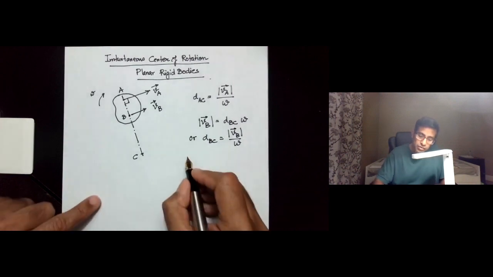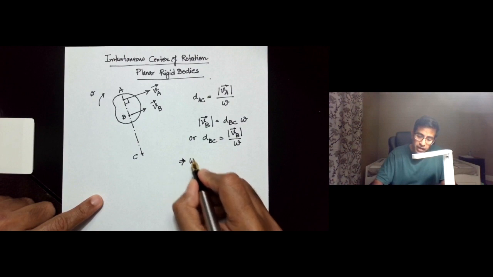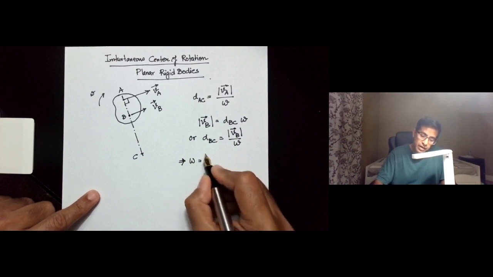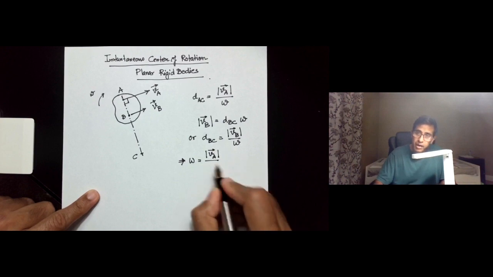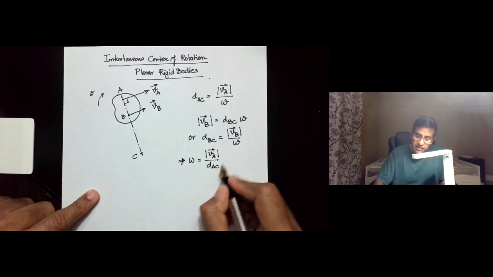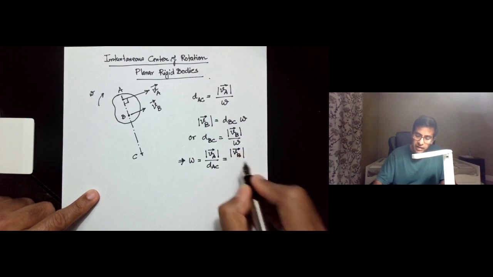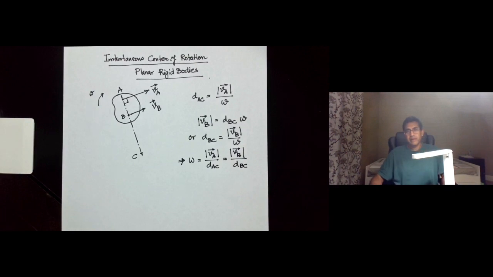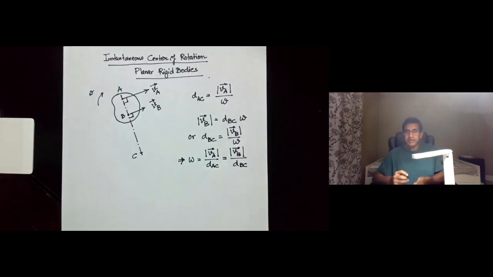Right? And you could alternately say that omega is equal to VA divided by DAC, which is equal to VB divided by DBC. Right? And this angle, by the way, is also 90 degrees.